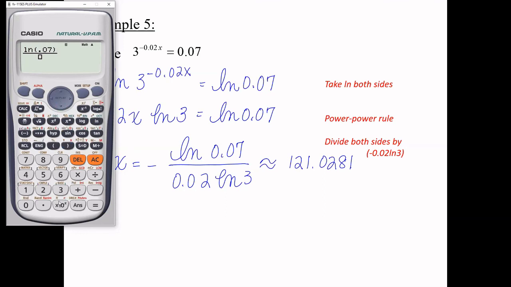and 0.02 natural log 3, close it up, equals. So I think using that fraction key in this case was a whole lot easier. But you still have to basically do all of these steps to get to here to put in your values to get your final answer.